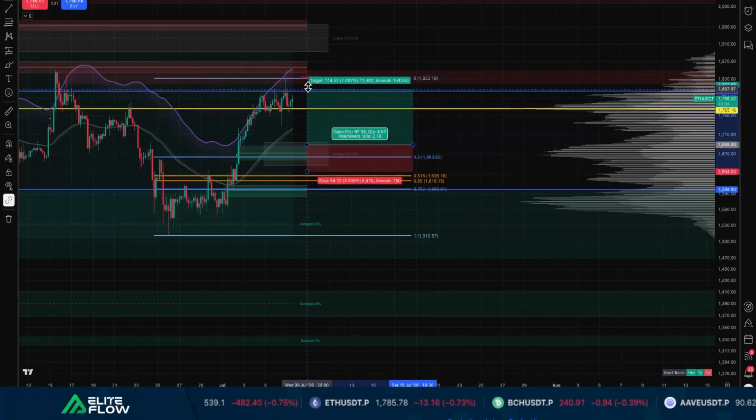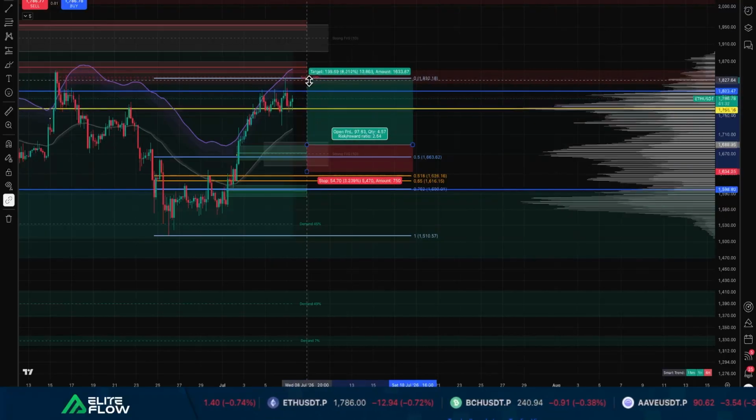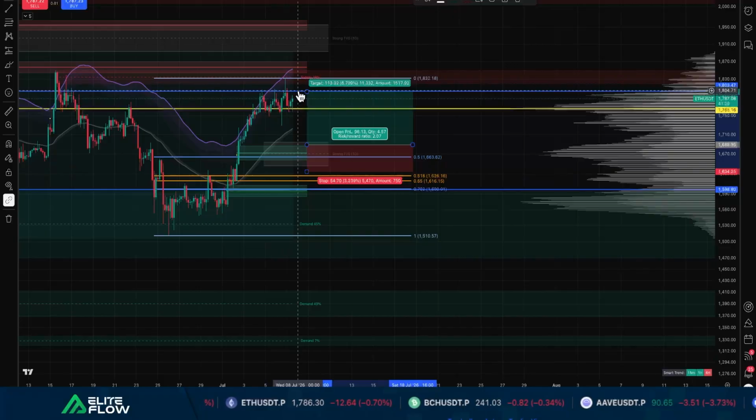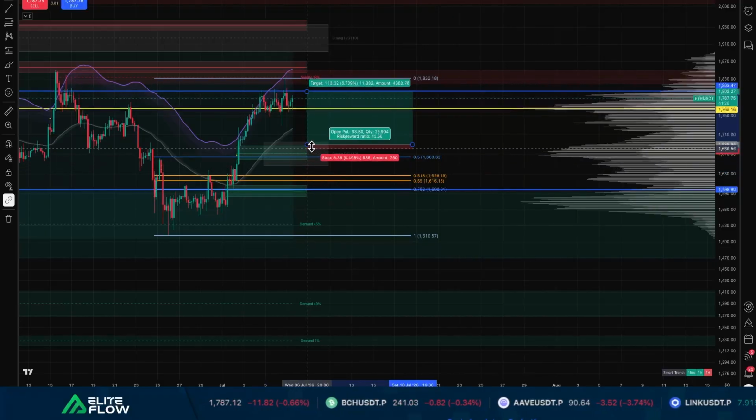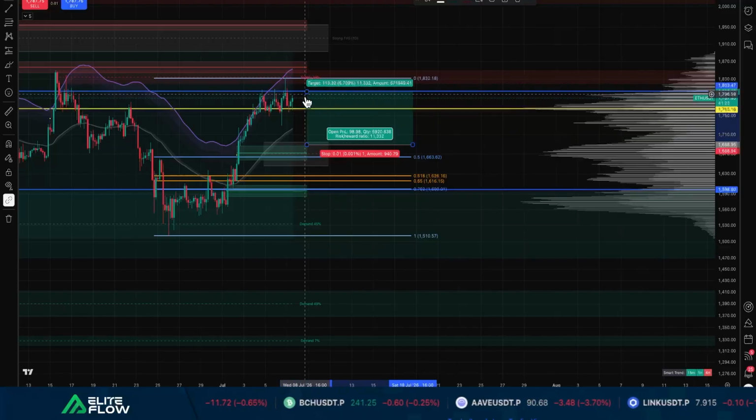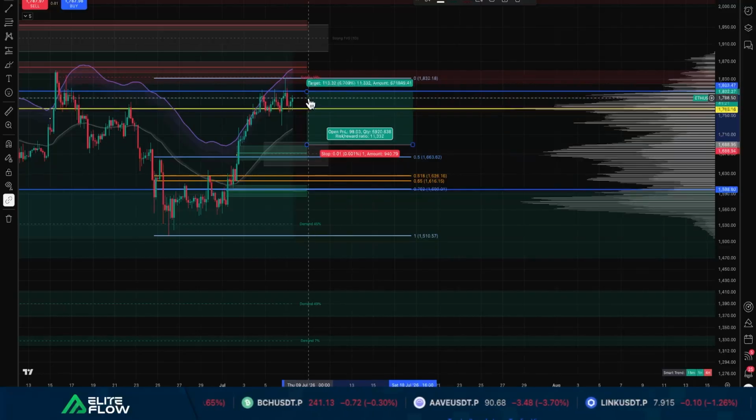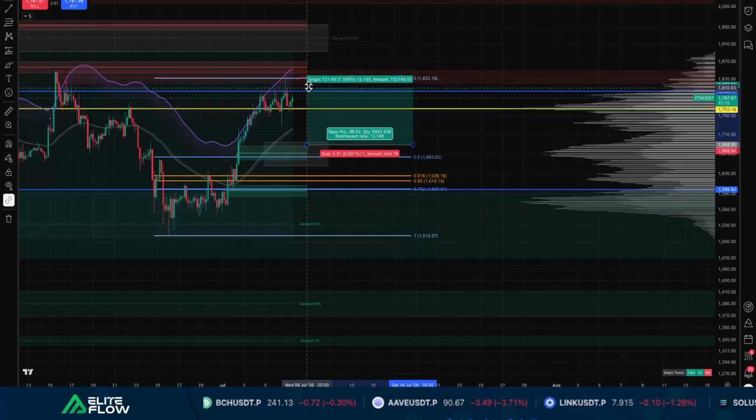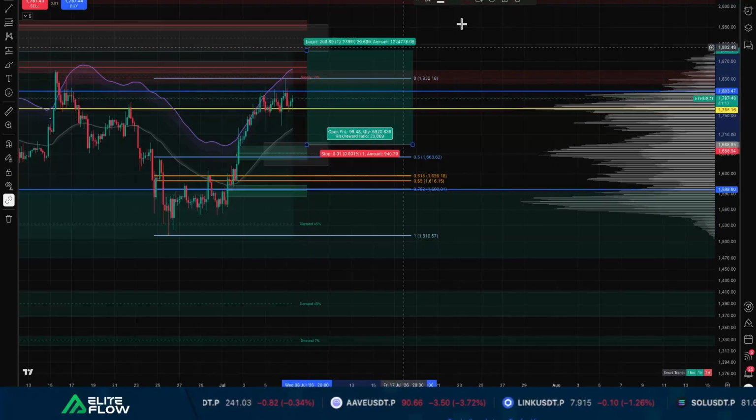And then my first take profit reaching the value area high, and then I would probably move on to break even, take probably 50 or 75% of my profits, and then leave it to run, see if I'm lucky and if I'm able to get a bit more of a bigger push.